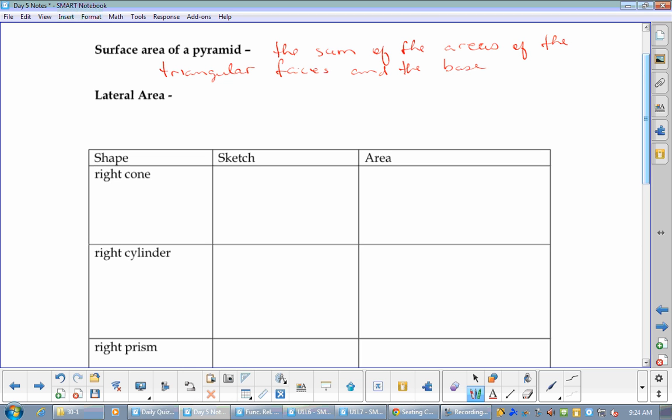Now the lateral area. This is something you want to get on a study sheet, okay? Because students mix this up. When I ask for surface area, it includes the base. Lateral area is all area excluding the base.